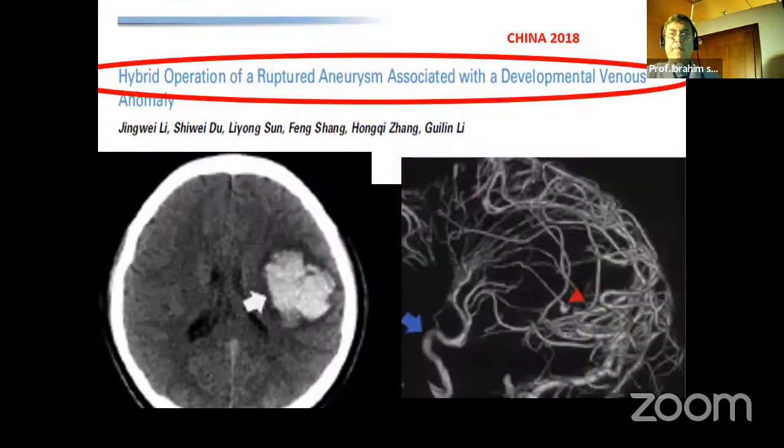So we have seen the DVAs associated with cavernomas. It can be associated with aneurysm. A paper from China, 2018, ruptured aneurysm associated with DVA. What do you treat? You treat the aneurysm.